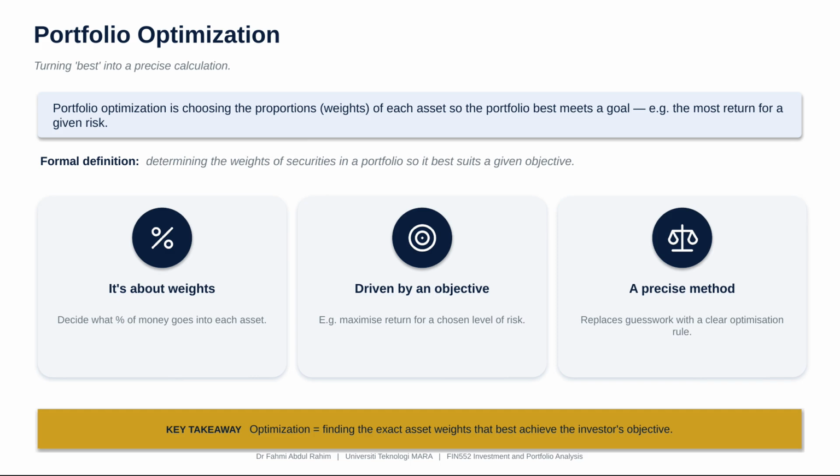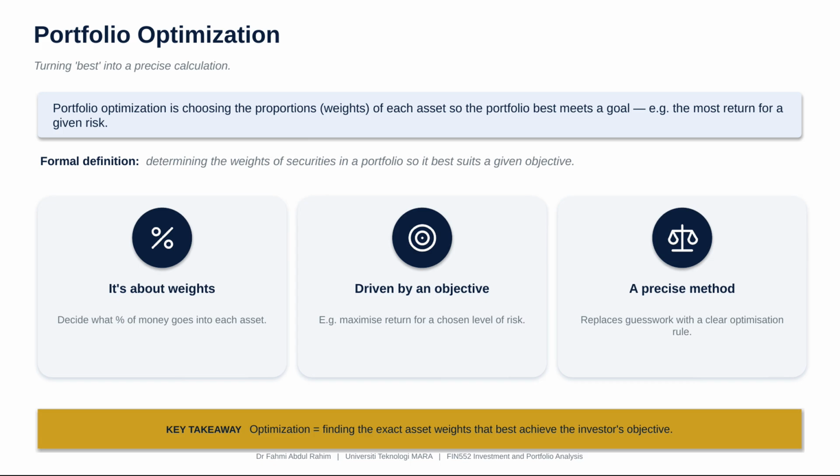3 features in the cards. First, it is about weights. You decide what percentage of your money goes into each asset. That is the answer optimization produces. Second, it is driven by an objective, a clear goal such as maximizing return for a chosen level of risk. Third, it is a precise method, replacing guesswork and gut feeling with a clear, mathematical optimization rule.